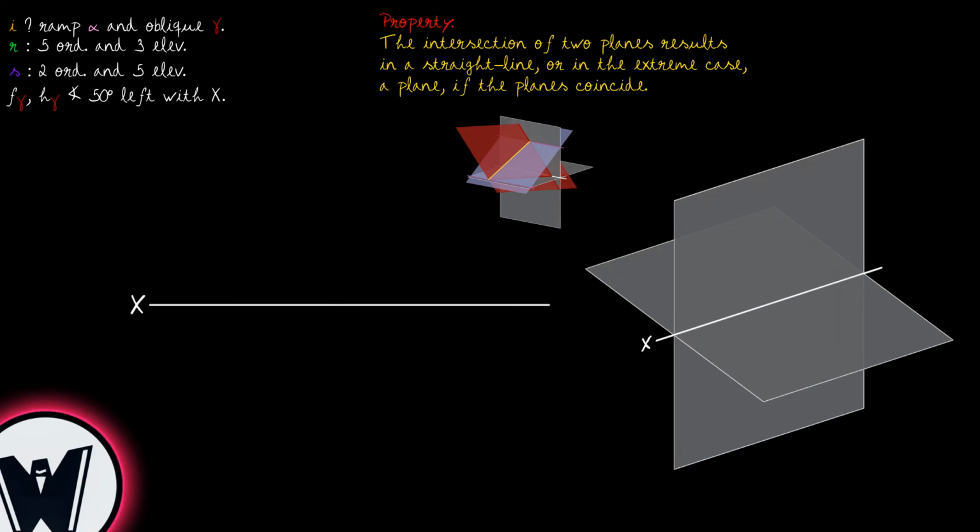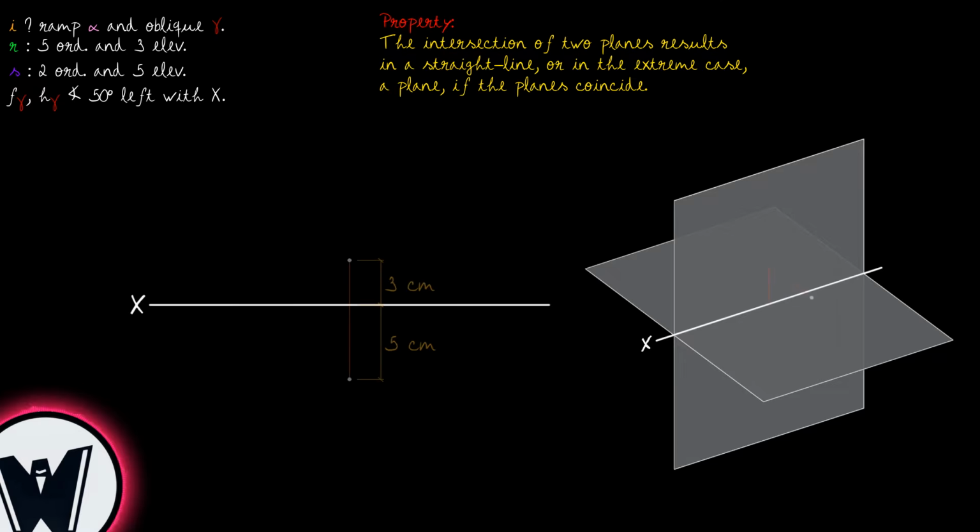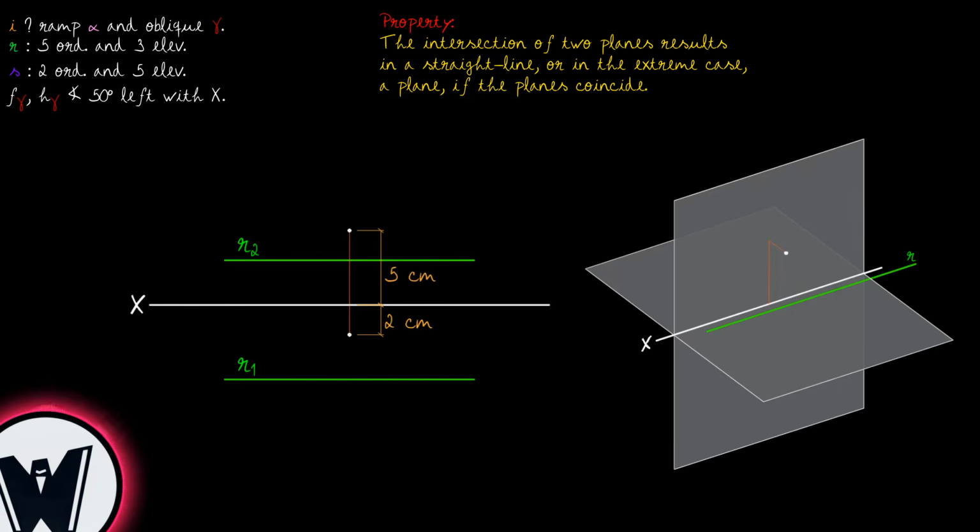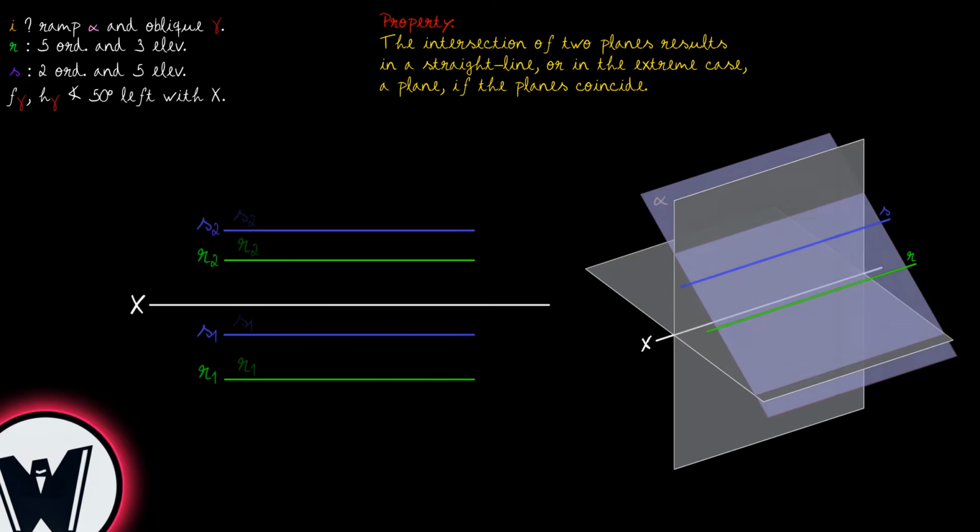First, we draw the straight lines that define alpha, R with 5 cm of ordinate and 3 cm of elevation, and S with 2 cm of ordinate and 5 cm of elevation. These lines can be designated front-horizontal, since they are simultaneously parallel to both reference planes of projection. Plane alpha can now be defined by two straight lines.